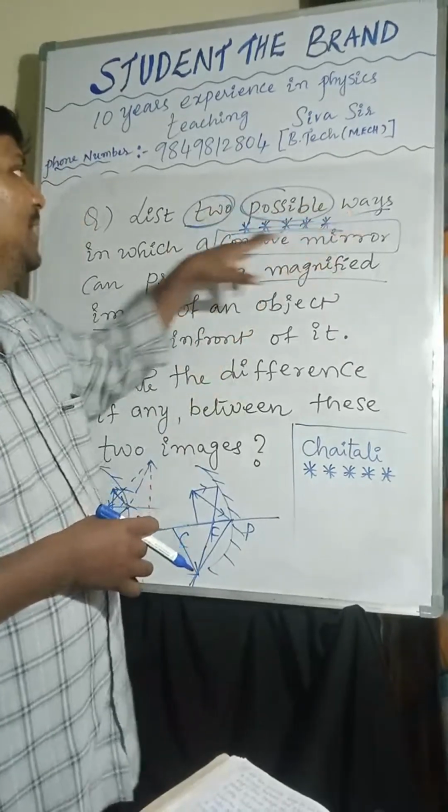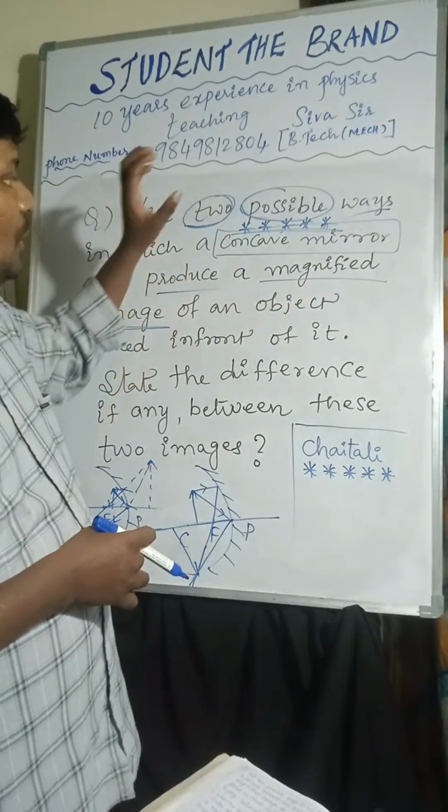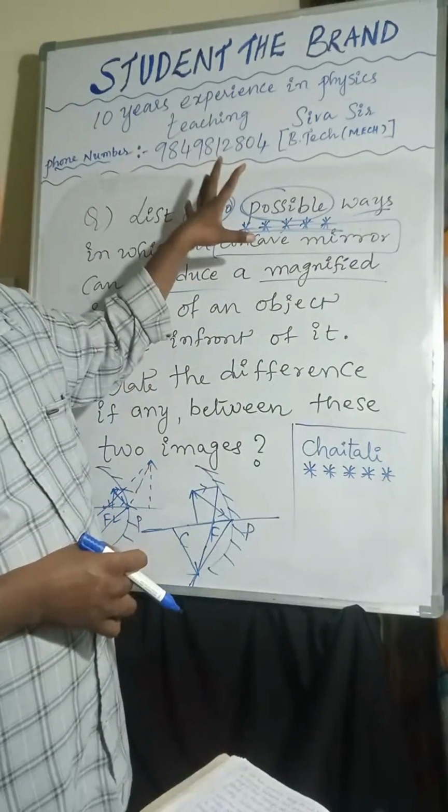So, two possible ways a concave mirror can produce a magnified image of an object. Two possible ways they mentioned. Only two.